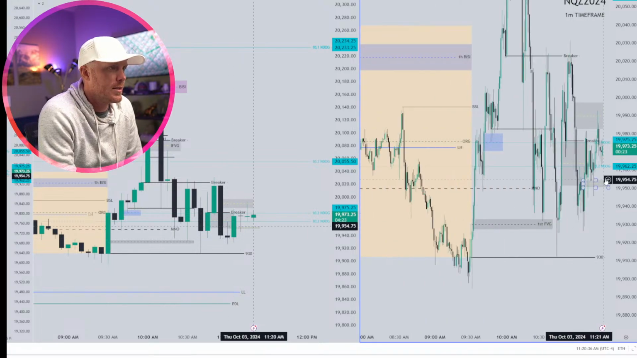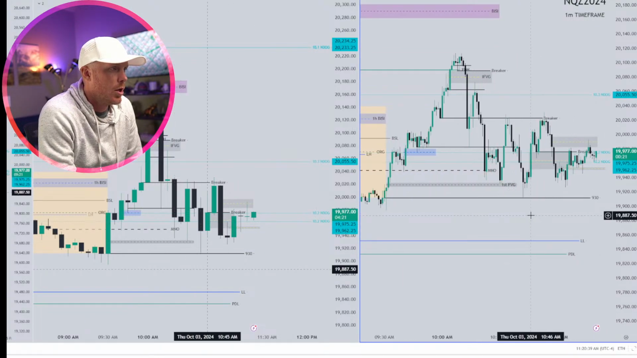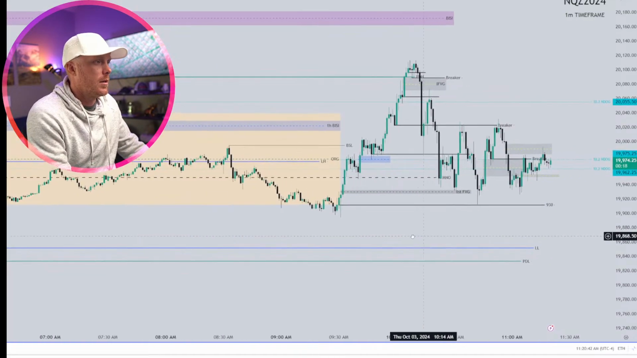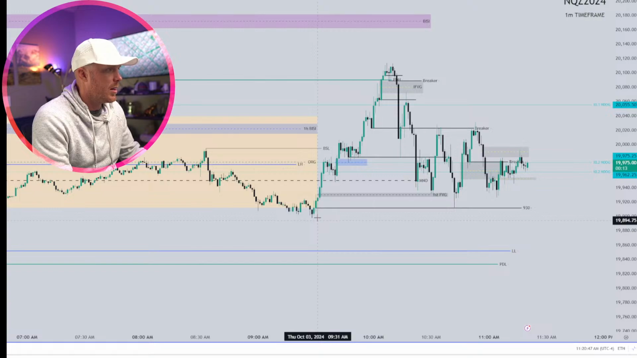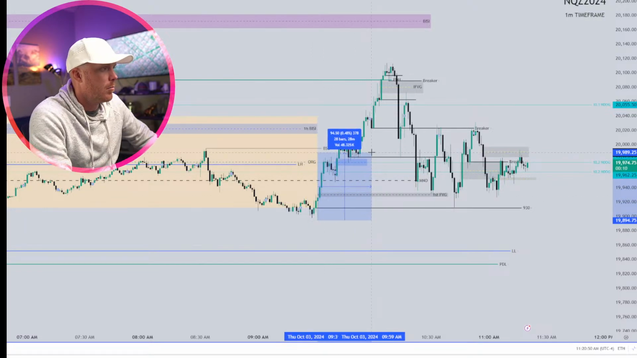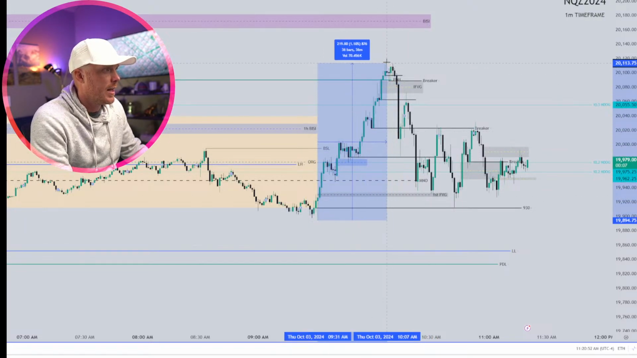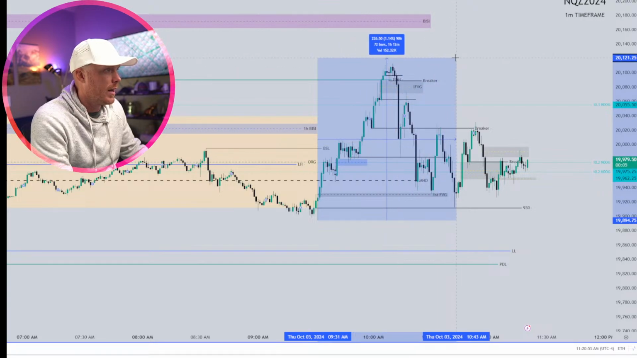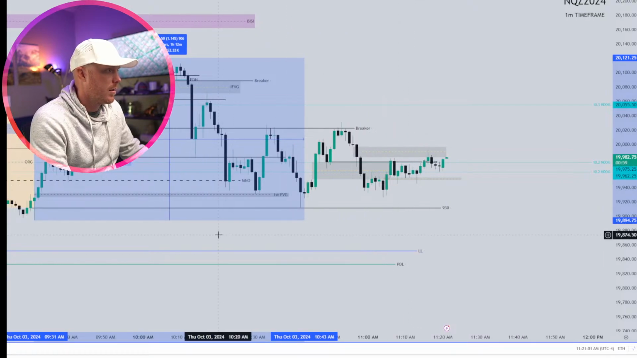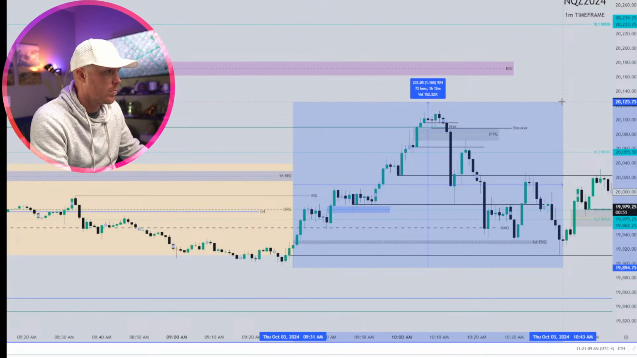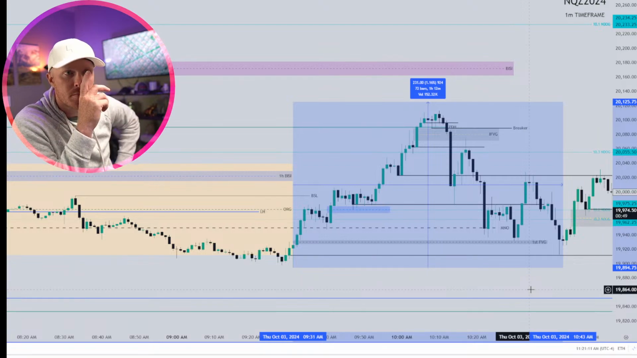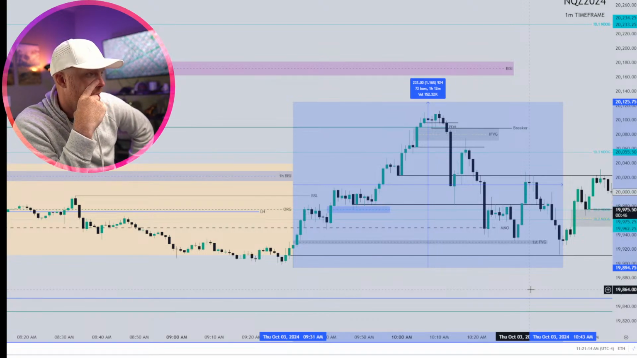Now, I want you guys to see something here. Remember how I referenced from the inception of this move to this high? Look at where that lines up with. Look at that. Do you guys see that? Do you guys see that?